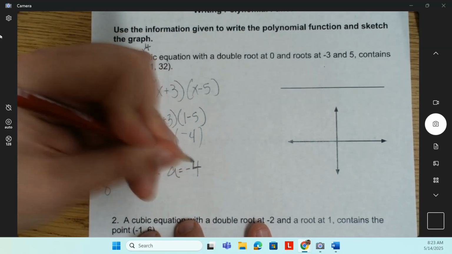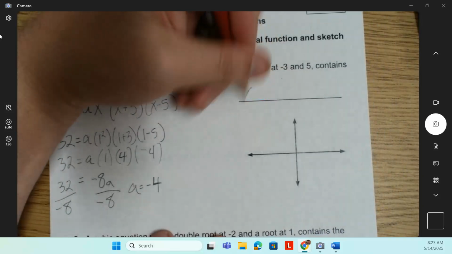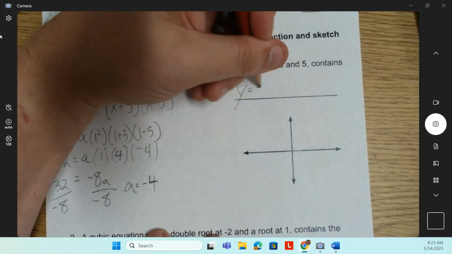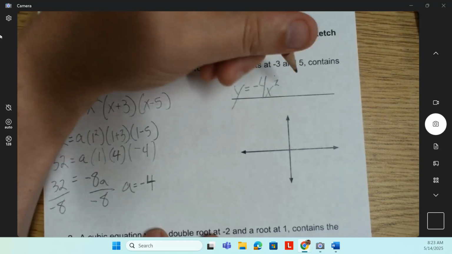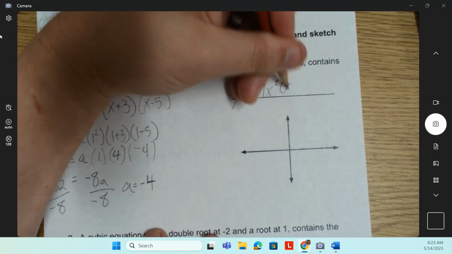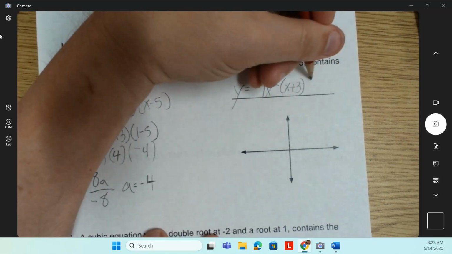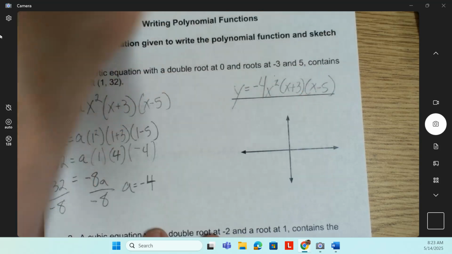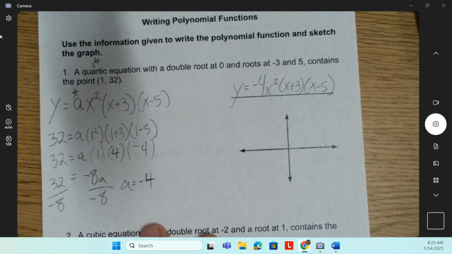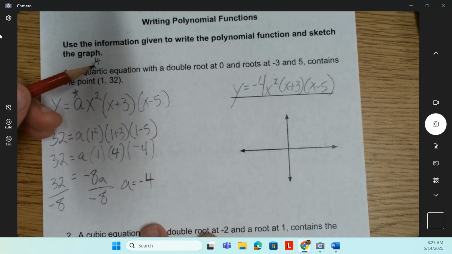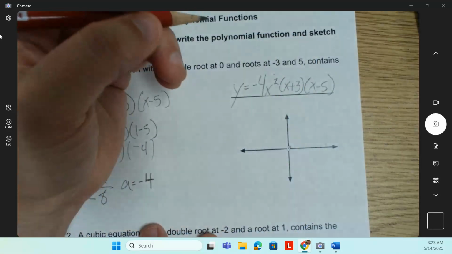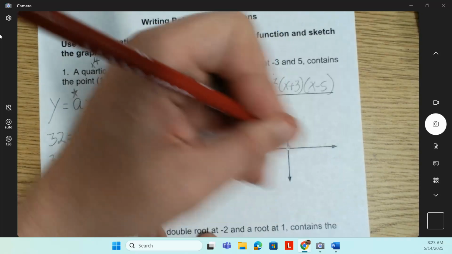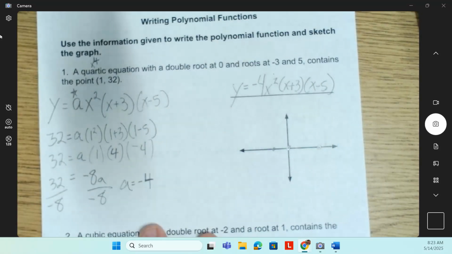And so that's going to give us our final function: y equals -4 x squared, x plus 3, x minus 5. And we're going to use what we know about graphs for that. It says it's a to the fourth. And I also know I've got a double root at 0, 1 root at -3, 1 root at +5.